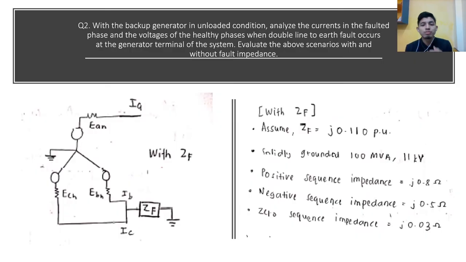Okay, for question number 2, first, this is the diagram with the fault impedance included. For the scenario, I assume the fault impedance is 0.11 pu, with a base of 100 MVA and 11 kV as I explained earlier. It also has three sequence impedances, positive, negative and zero, as stated in the answer.